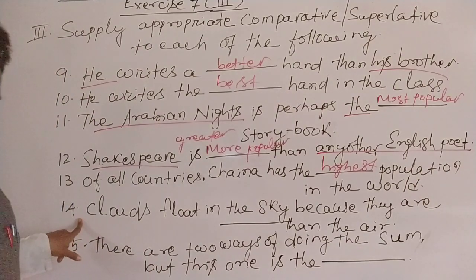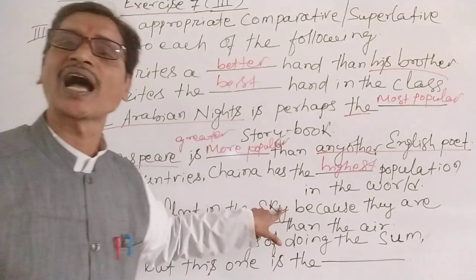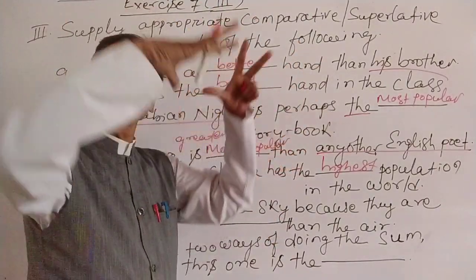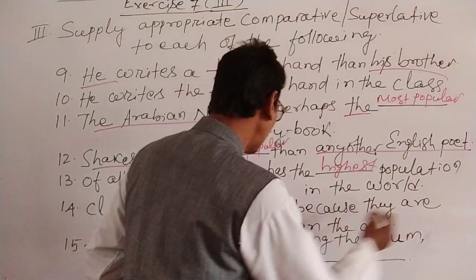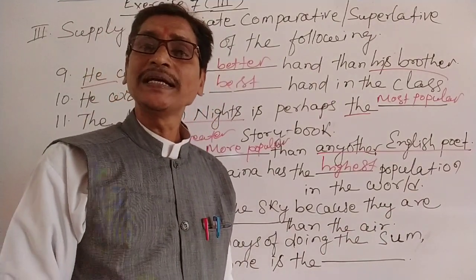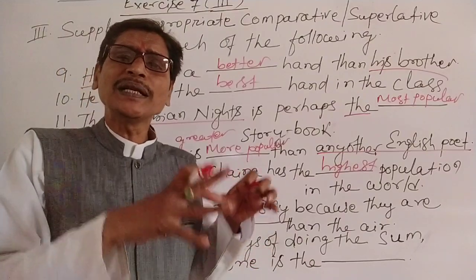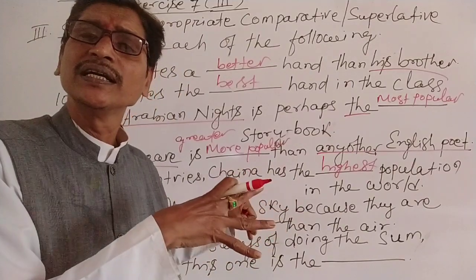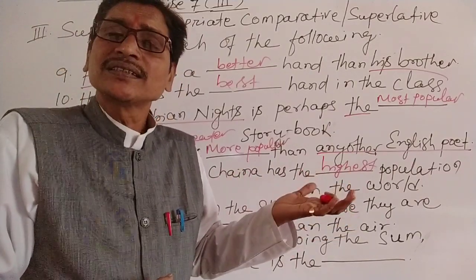Similarly, number 14 you see. Clouds float in the sky. Normally clouds float in the sky, we know. Clouds float in the sky because they are dash than the air. We are comparing between clouds and the air. So we have to use a comparative degree. That means its weight.